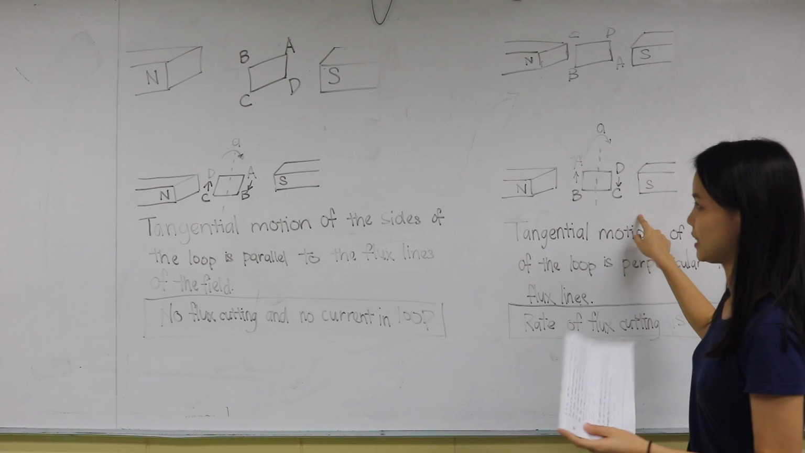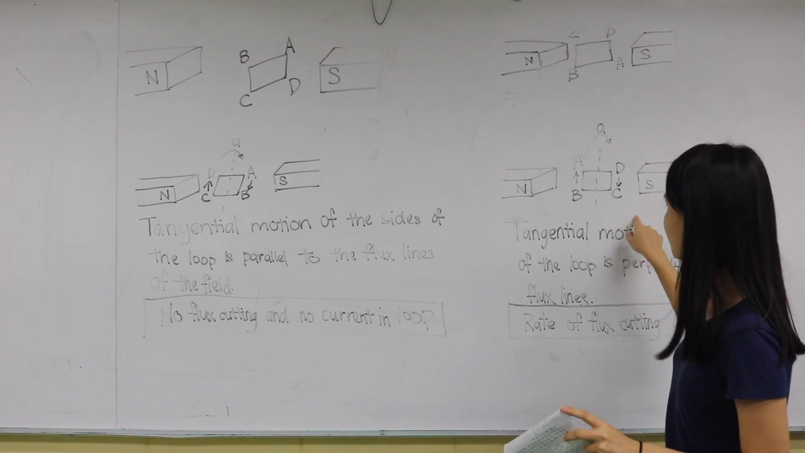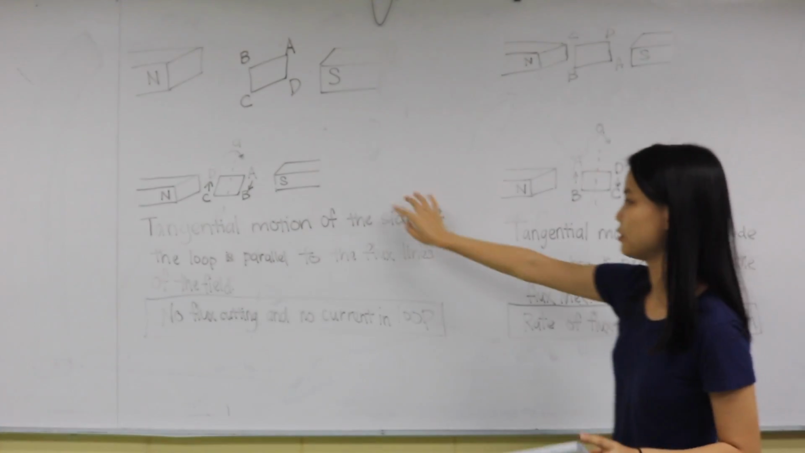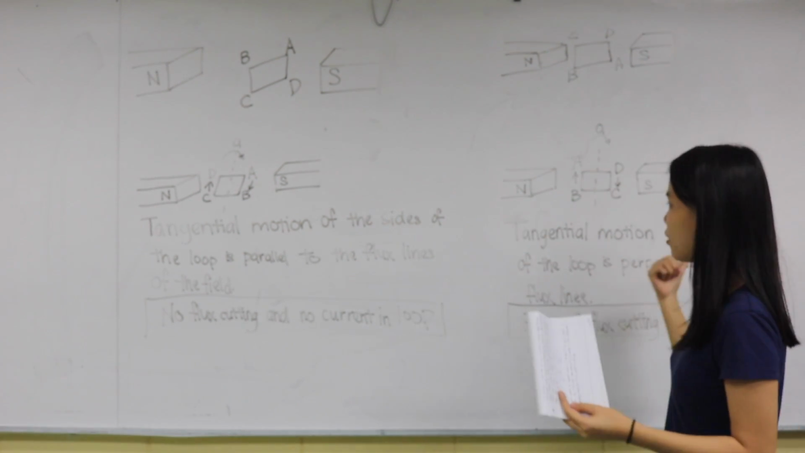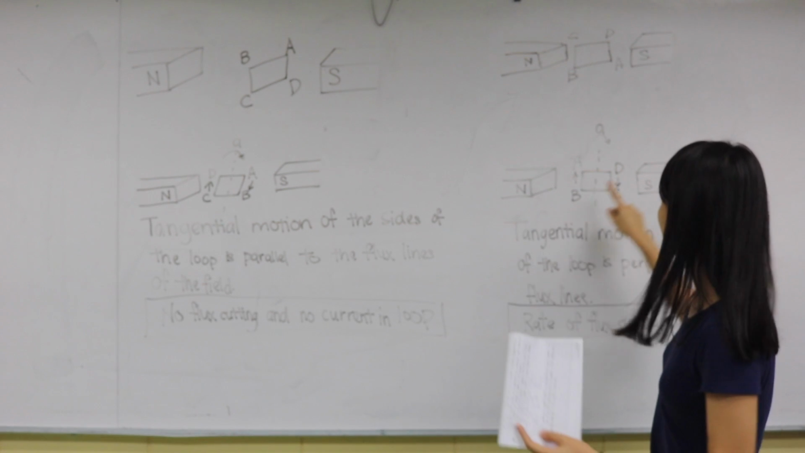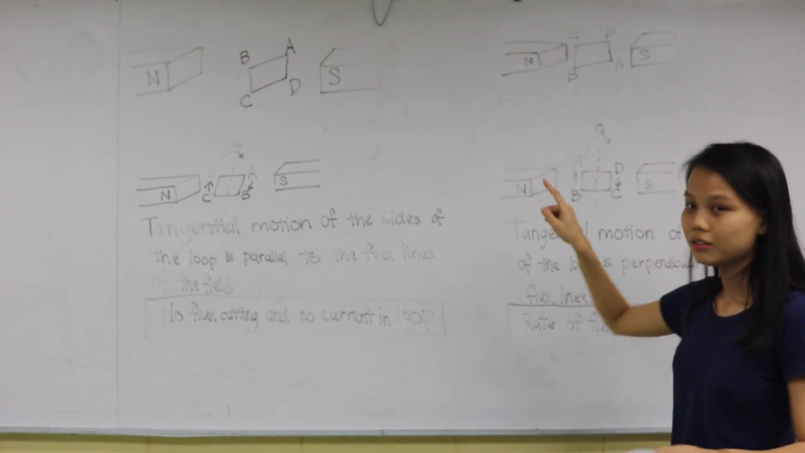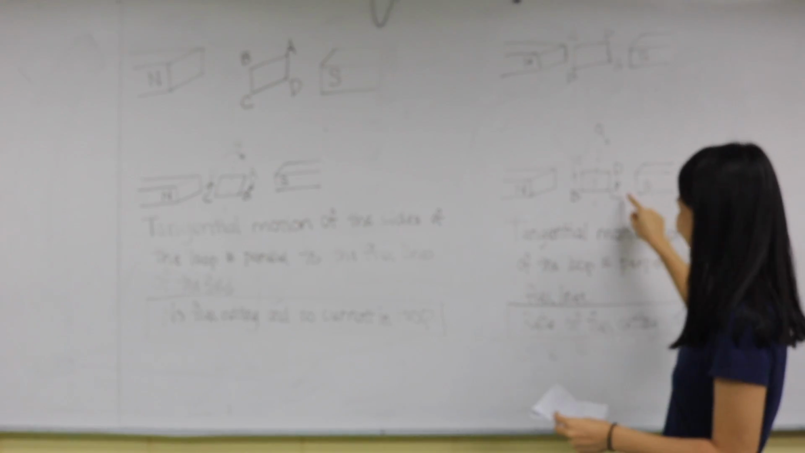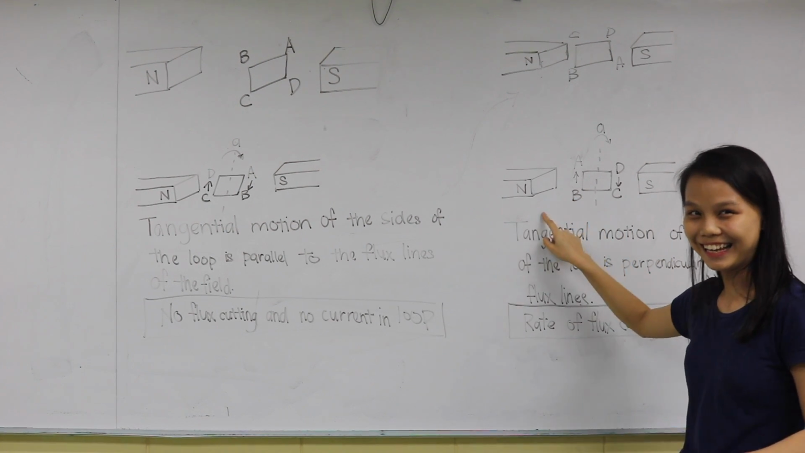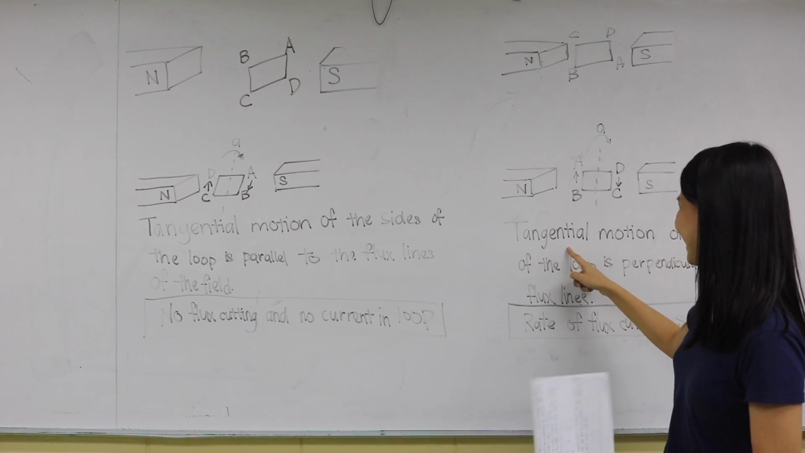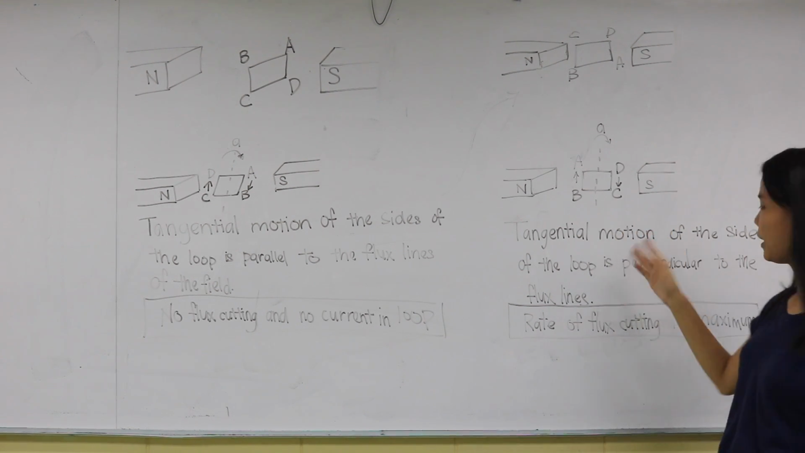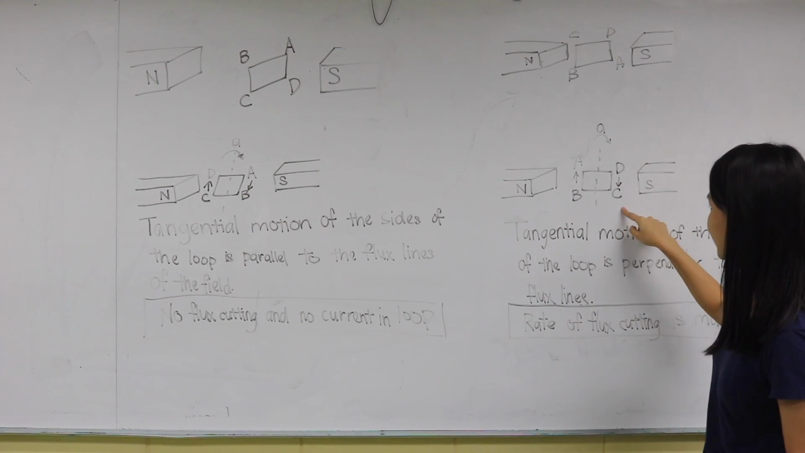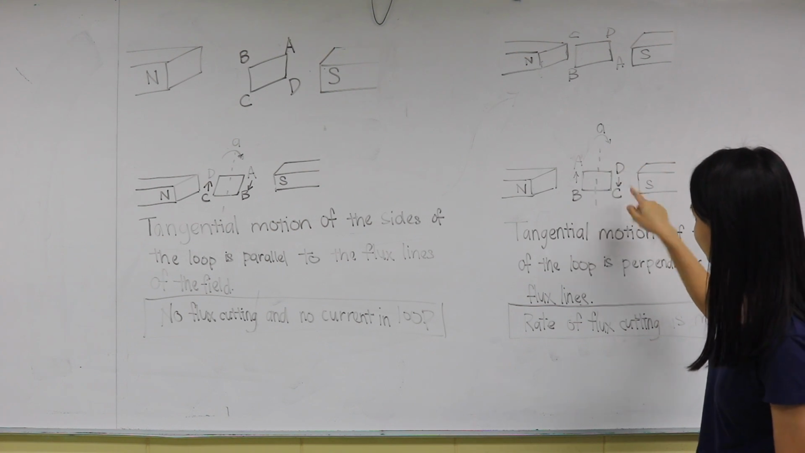So at last, it has turned back into the horizontal position. It's the opposite side of this, from ABCD to DCBA. So the current flows from D to C and from B to A. In conclusion, we can say that the tangential motion of the sides of this loop is perpendicular to the flux lines. It's perpendicular, like this.